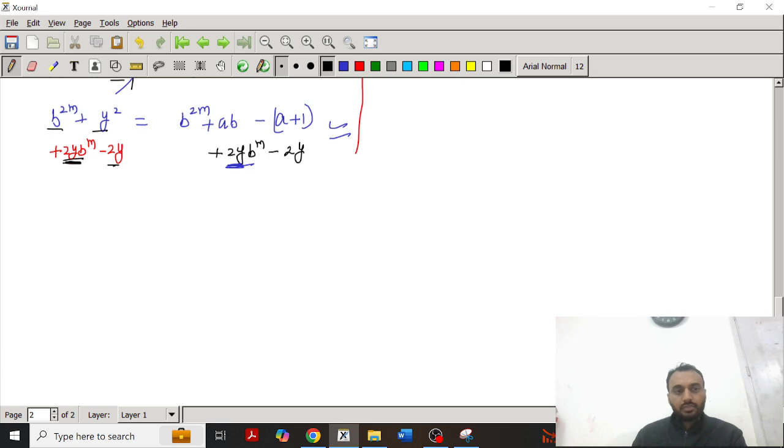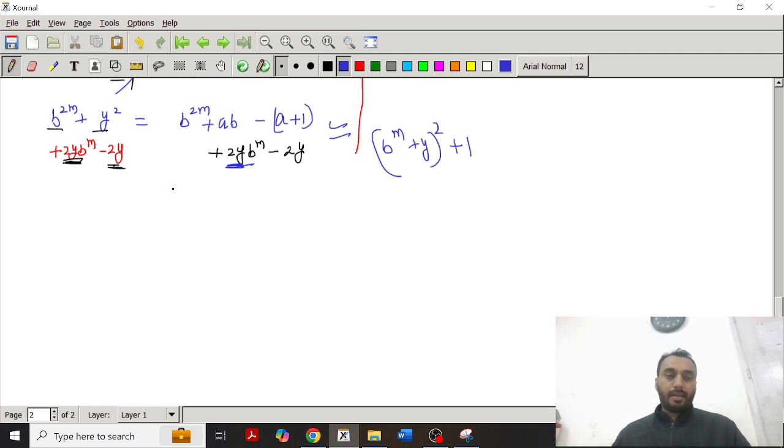So here we get 3 terms that are perfectly fine, but we got one more value, that is 2y, which we don't want here, because at the place of 2y we need a plus 1. Means I want to create b power m plus y square plus 1, right? So that is not what we are getting. So what else can we do? As we are getting 2y, I can further go for this square.